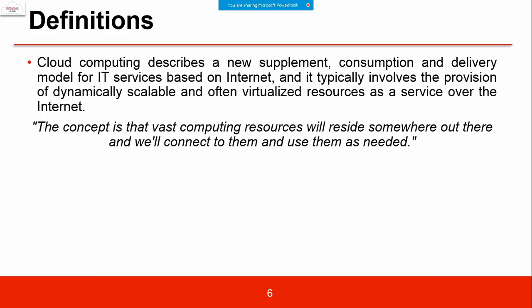By definition, this is the proper definition. I remember the movie Three Idiots, and the definition of book given by Rancho. That was a complete technical definition of book. So cloud computing describes a new supplement, consumption and delivery model for IT services based on the internet, and it typically involves the provision of dynamically scalable and often virtualized resources as a service over the internet. I don't know whether you are able to remember this or not, but put simply, it is something somewhere out there and we use it when we need it. I think these are the simple words.